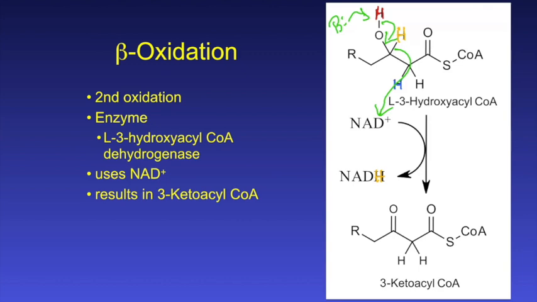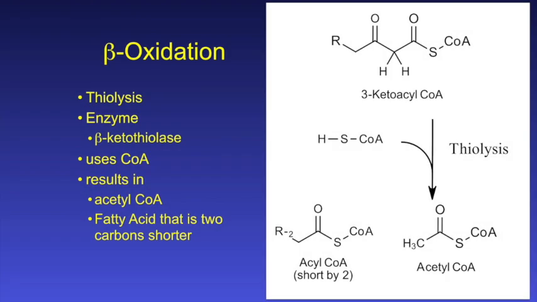All right, what was the first step? It was what? What did we do? Oxidation. That means we had an electron carrier. The next step we had hydration. We added water. The third step we had oxidation. We had an electron carrier. And the last is a thiolysis. And the thiolysis is using CoA.